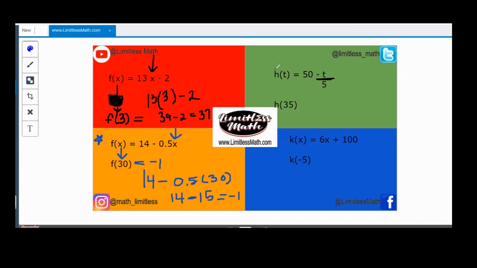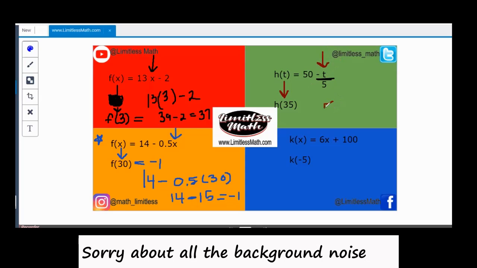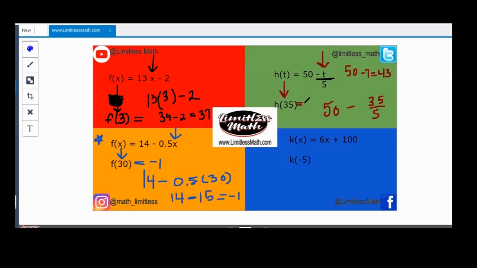In the green box here, notice we've changed our function name now. We're using the function h, but that doesn't matter. We're still going to solve this the same way. We have h of t. That means t is our input variable. Once again, t has been replaced with 35. So you replace t with 35. So 50 minus 35 over 5. Use order of operations. We'll do division first. 35 divided by 5 is 7. 50 minus 7 is 43. So our answer here is 43 for h of 35.